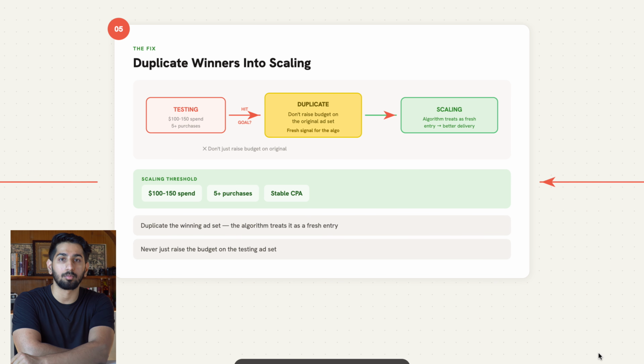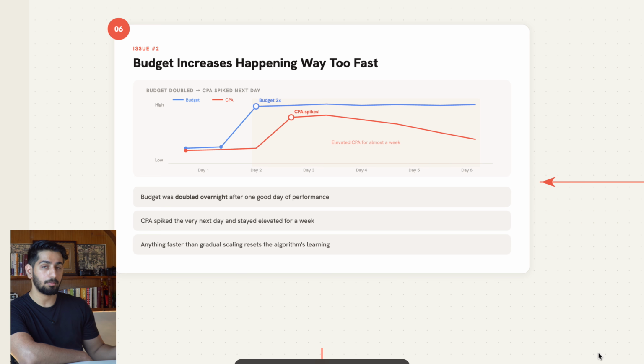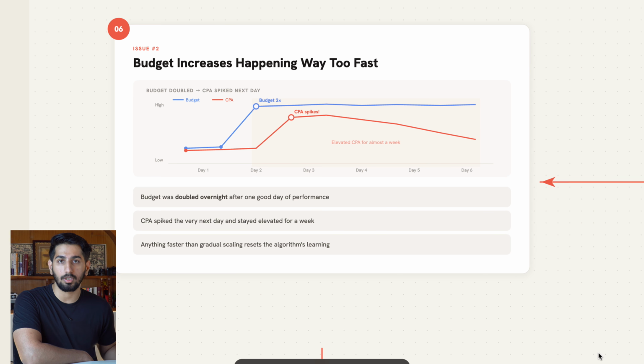And this is where the second problem was. When they went with scaling, the scaling was too aggressive. What I basically mean by that is, when the time came to increase the budget, the increases were too aggressive. And this is what kills most scaling campaigns and most scaling assets: too aggressive budget increases.